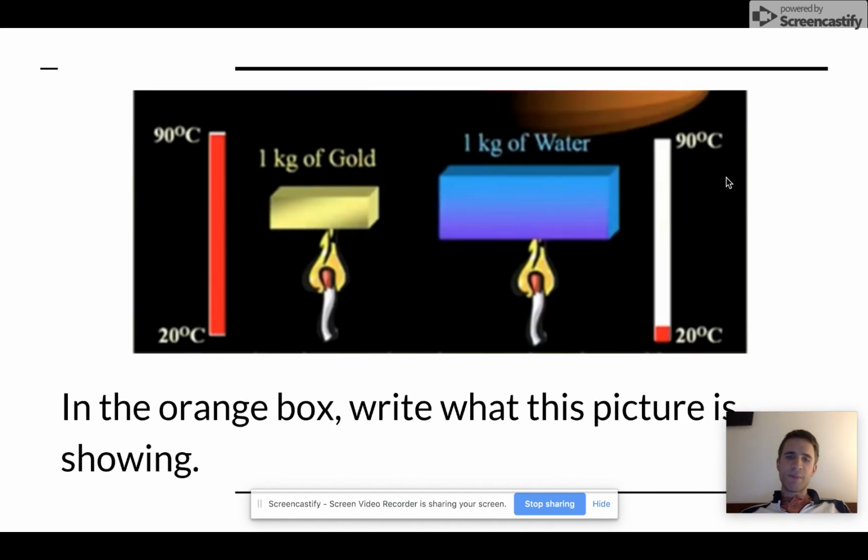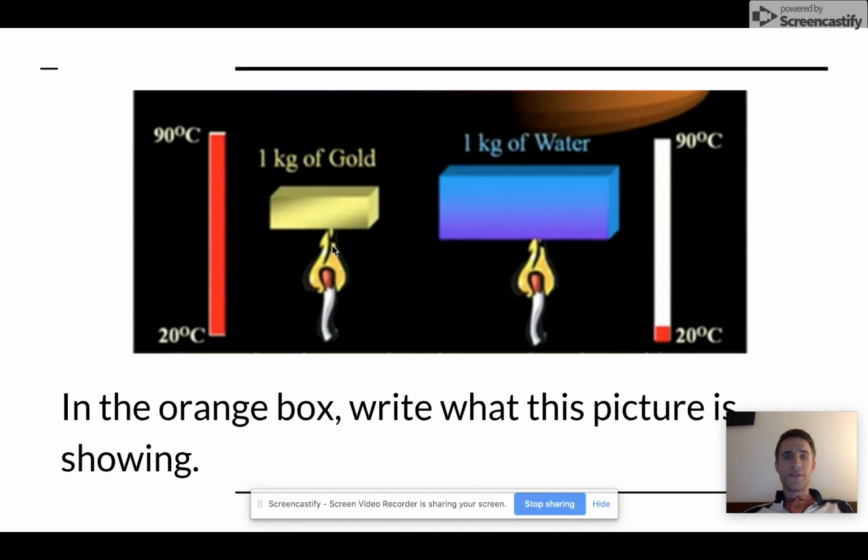So guys, you're going to see this picture in your notes as well. I want you to pause the video and in the orange box in your notes, write what this picture is showing. Pause now. Okay, so you should have filled in the orange box. What is this picture showing?